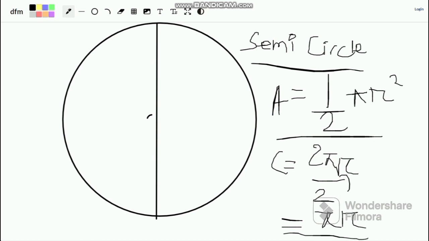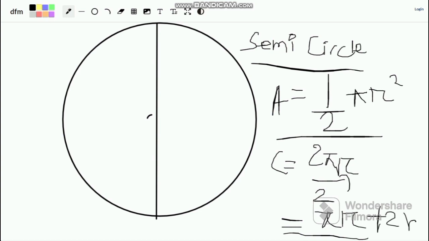Now, in addition, for a semicircle, what makes it a bit different from a general circle is it has a perimeter. So a circle does not have a perimeter formula because it is a full circle. It has a full circumference, whereas a semicircle does not have the full circumference. It has half the circumference. That's why it has another formula, which is the perimeter of the semicircle, and that is basically by adding the 2r, the diameter of a circle.